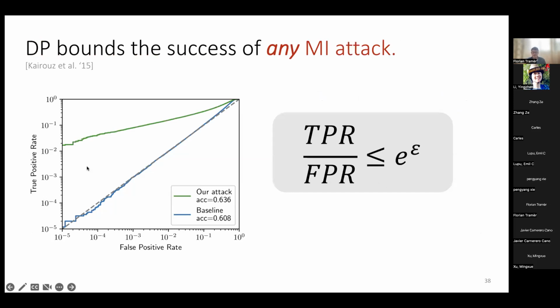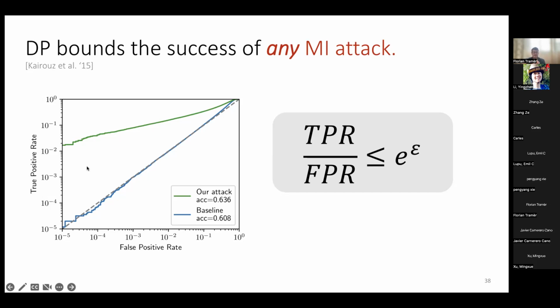In fact, you can make this connection explicit. This is nice work by Peter Kairouz and his co-authors from a couple of years ago, that shows an explicit connection between the true positive rate and false positive rate of any membership inference attack and the level of differential privacy epsilon. So you can basically show that if you have a certain level epsilon of differential privacy, then this provably bounds the ratio between the true positive rate and false positive rate.